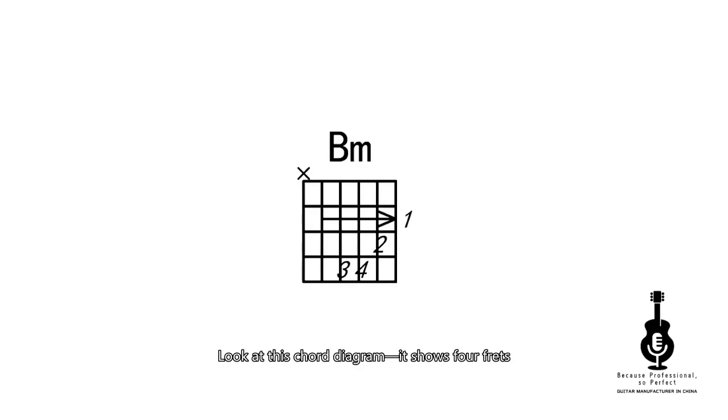Look at this chord diagram. It shows 4 frets. You can count them carefully. Frets 1, 2, 3, 4. So when you see a chord diagram, make sure to check carefully if it's 3 or 4 frets. This video uses that notation too. Take a look at this.